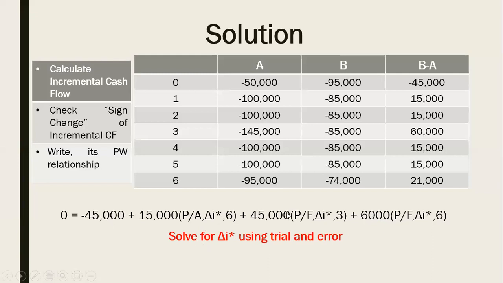Now, after setting up the equation, we can solve it for incremental rate of return using the trial and error method. So the rate of return will be 42.5%, which is greater than the minimum attractive rate of return. It means the higher initial investment in project B is justified, and we can select alternative B over alternative A. I hope this is clear for everyone how to calculate incremental rate of return by using incremental cash flows for mutually exclusive alternatives.